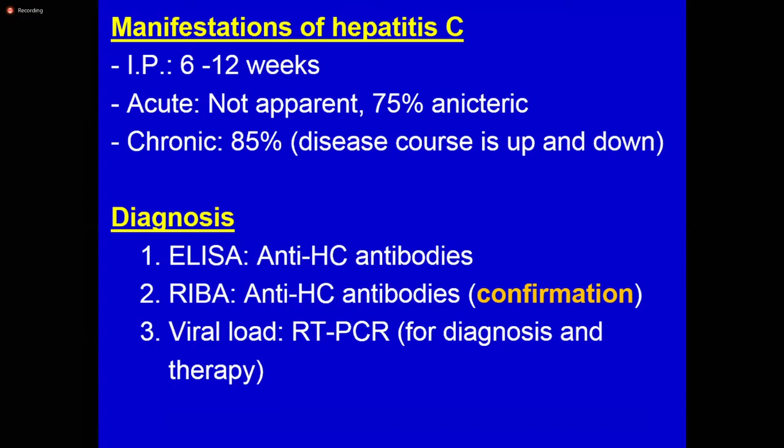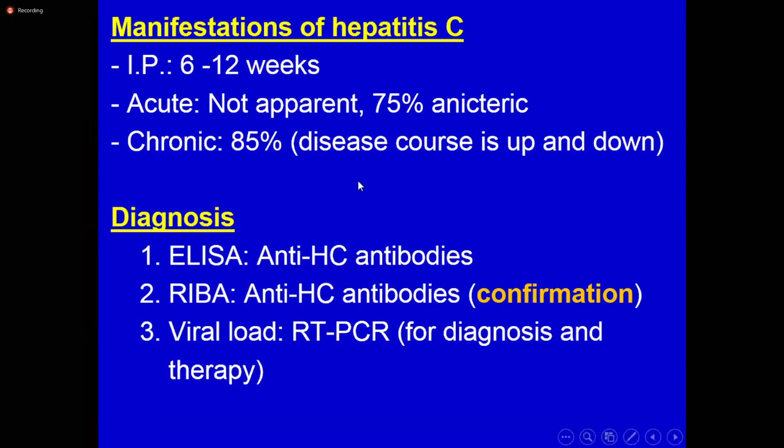Manifestation of hepatitis C: the incubation period, as I said, is a long one, 6 to 12 weeks, maybe more. Acute infection is not apparent; 75% are anicteric. The word anicteric means without jaundice. That is, 75% of people who get infected with C do not show jaundice, which we talked about. 85% become chronic.